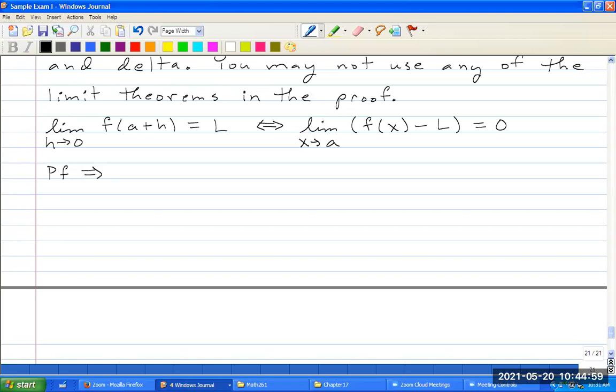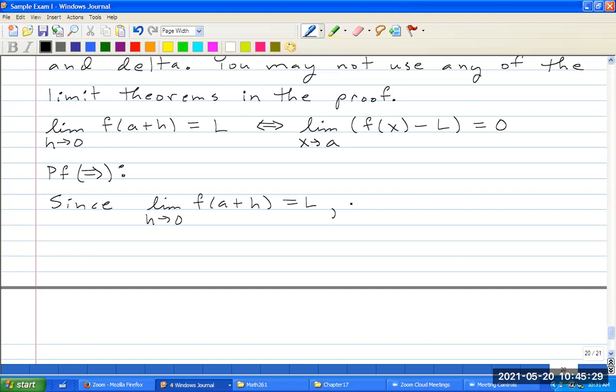And let's do this way first. So let's suppose that the limit as h approaches 0 of f of a plus h is equal to L.